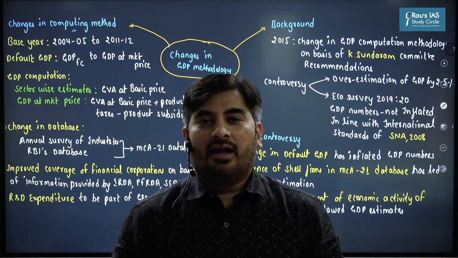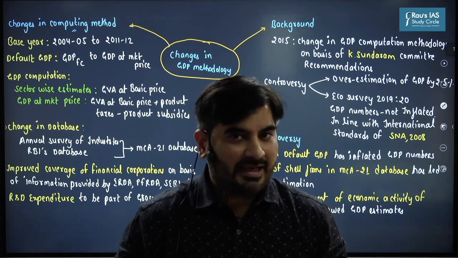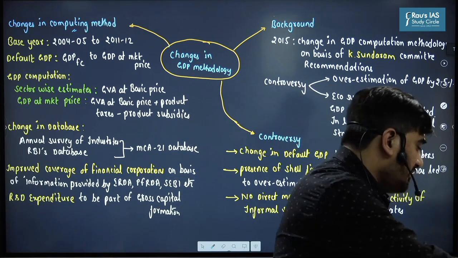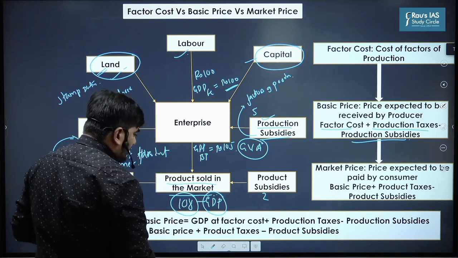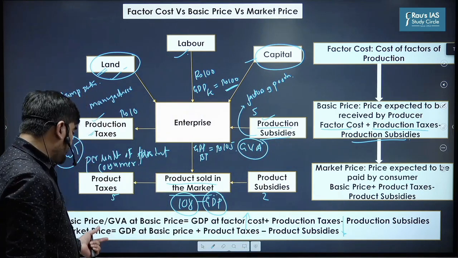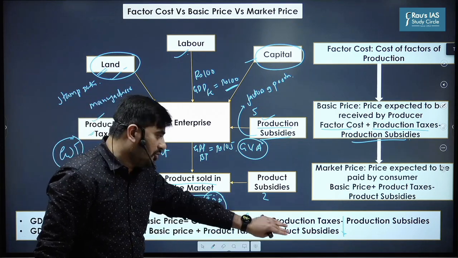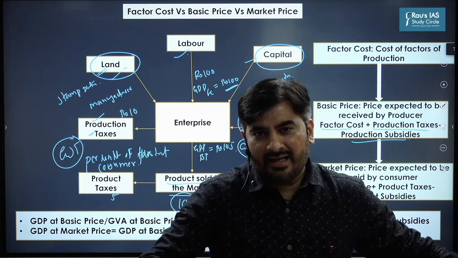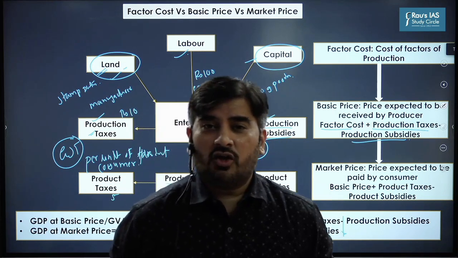Apart from that, how do you calculate the GDP at market price? GDP at market price is GDP at basic price plus product taxes minus product subsidies. Now, just have a look at this. If the product taxes increase and product subsidies decrease, can I say my GDP at market price will increase? So just by increasing the product taxes and reducing the product subsidies, the GDP at market price could increase. So this is what was highlighted by some of the economists. But once again, the question is, are these arguments fair enough?